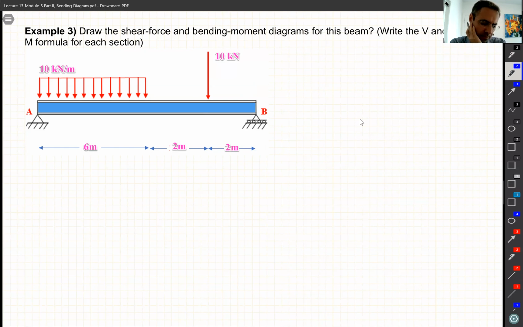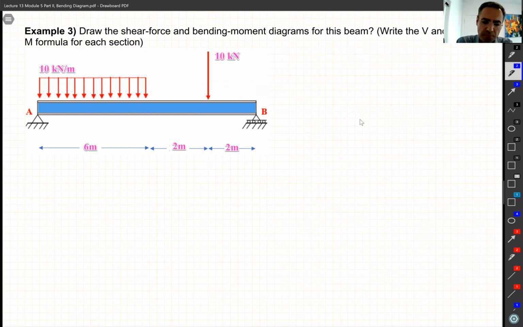Well, this seems to be a complicated example, but let's see if we can solve it and whether it is really difficult or not. The only difference between this one and the previous example is that we have a distributed load, but we are not worried about distributed loads, right? Because we know we can replace them with a concentrated load. However, there are some rules which you need to follow. Okay, we go step by step.